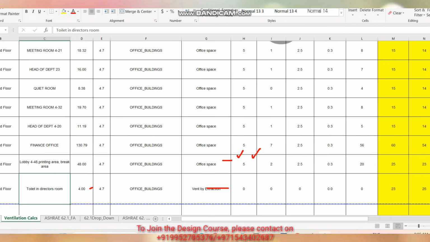And going to this one now, for the toilet in the director room, we have only one toilet.